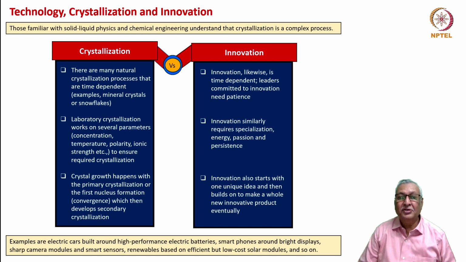Leaders committed to innovation need patience. Innovation similarly requires specialization, energy, passion, and persistence. Innovation also starts with one unique idea and then builds on to make a whole new innovative product eventually. Examples are electric cars built around high-performance electric batteries, smartphones around bright displays, sharp camera modules and smart sensors, renewables based on efficient but low-cost solar modules, and so on. Innovation requires patience along with focus.